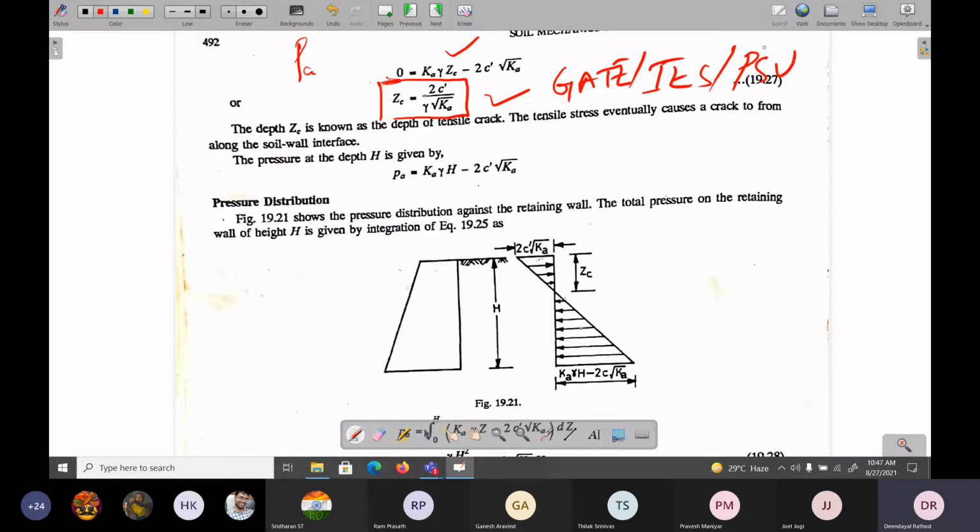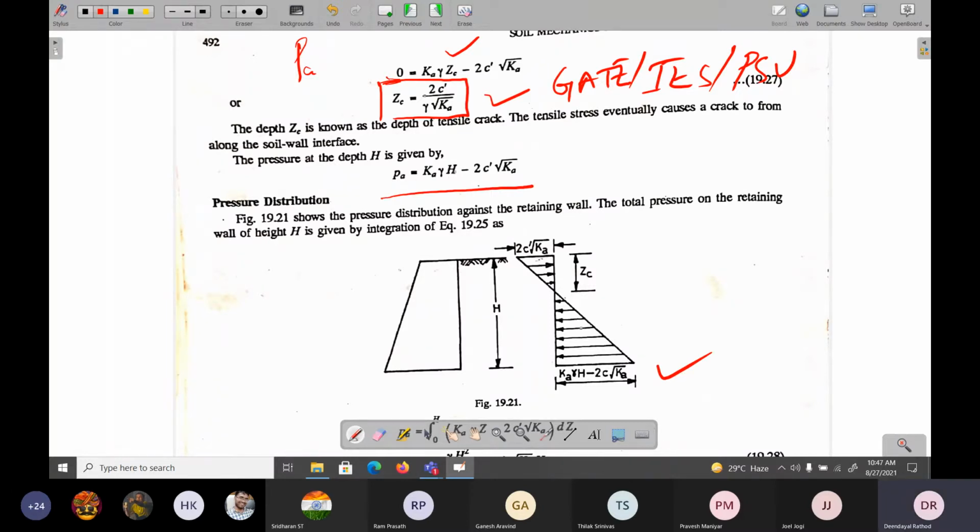So this particular equation is very, very important. They will ask in the exam that this depth ZC is known as the depth of tensile crack. The tensile stress eventually causes a crack to form along the soil-wall interface. So the pressure at depth H is given by this.